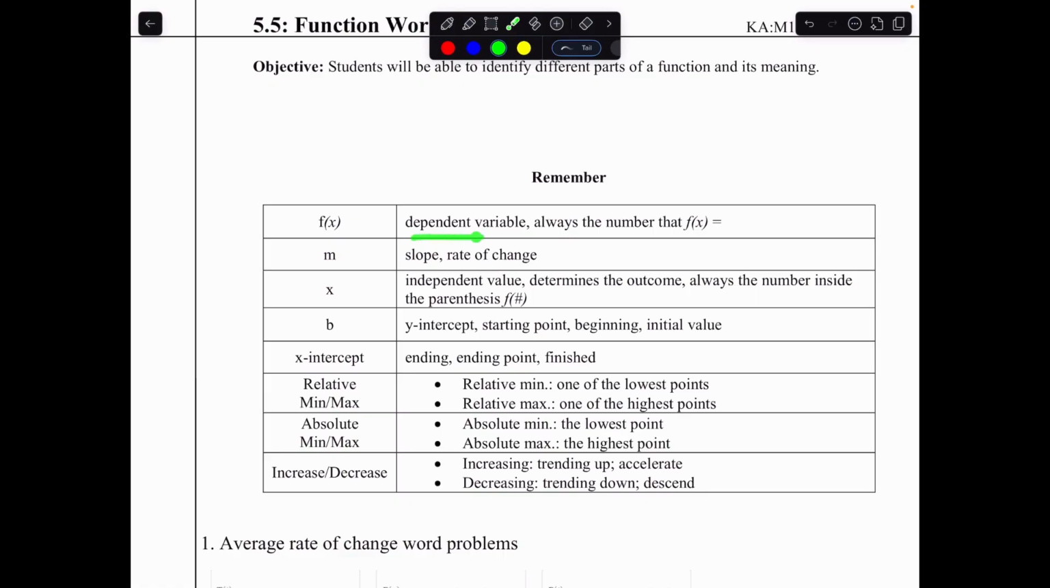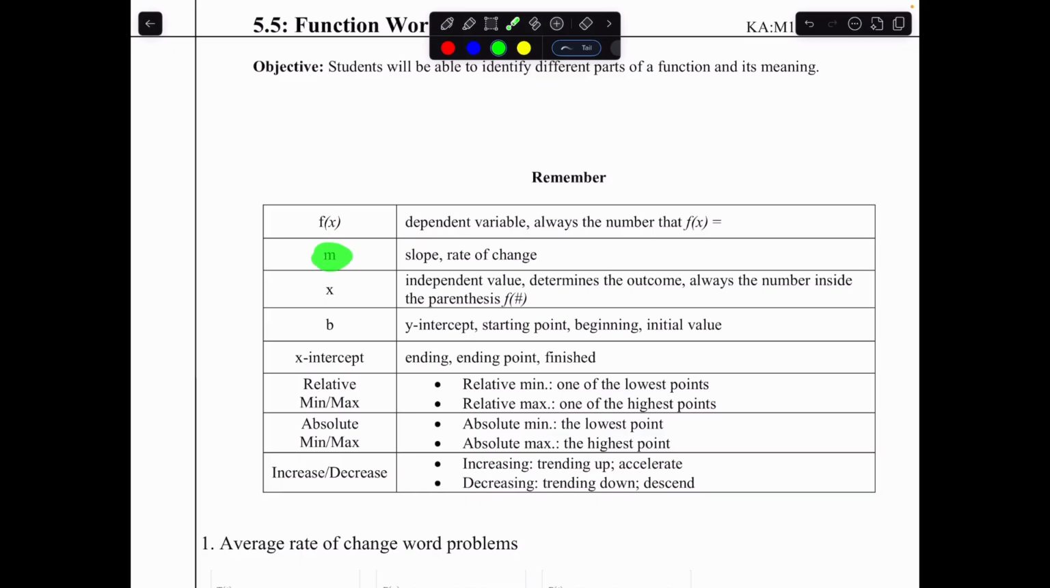So if you see something like dependent variable, we're talking about f of x, our outputs. X would be our inputs, or our independent value, the value that determines the outcome. It's also the number you put inside the parentheses in function notation. And you can go down the list and use these at your convenience.